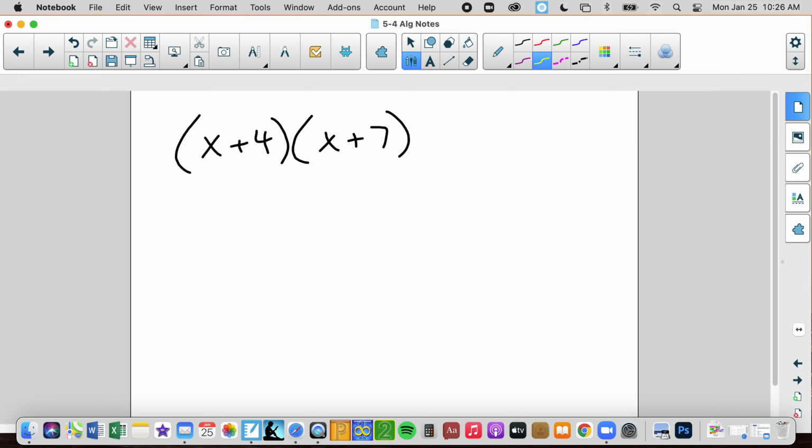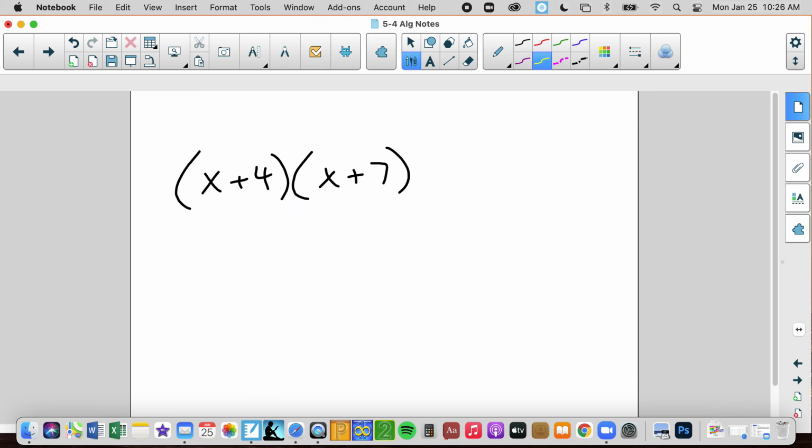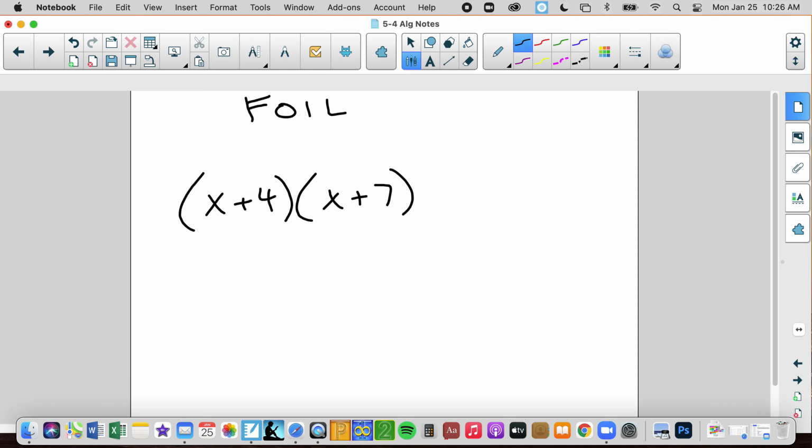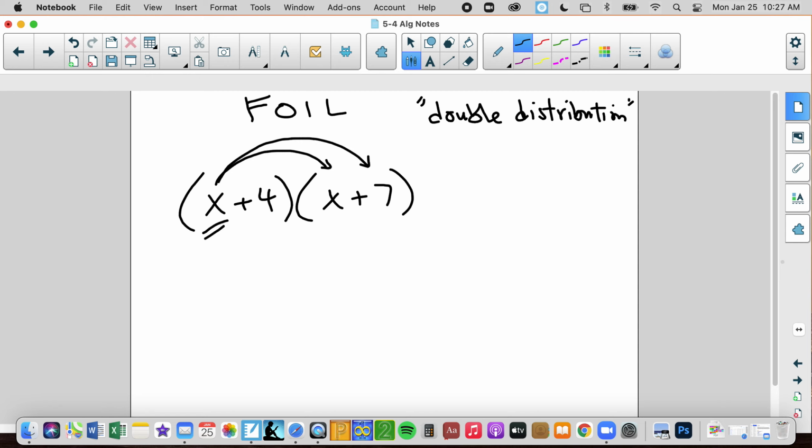And we need to remember that when we multiply binomials, we're going to use the term FOIL: first, outer, inside, last. The way that I try to explain it, it's sort of like a double distribution. We take the first term and distribute it into that binomial, and then we take the second term and distribute that into each of the terms. That's why I call it double distribution.